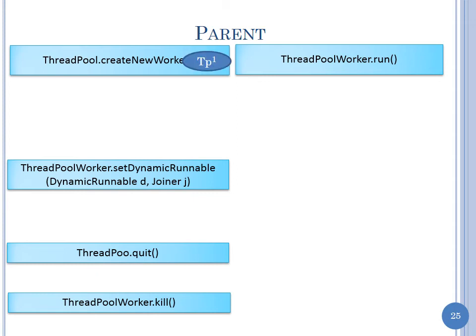But let's figure out again which methods are executed by which thread. So threadpool.createNewWorker, if you remember, was called by doParallel. So the thread that did the doParallel is also executing createNewWorker. That's the parent thread. Now for threadpool worker setDynamicRunnable, from what you remember, which thread is going to execute that? What did you say?